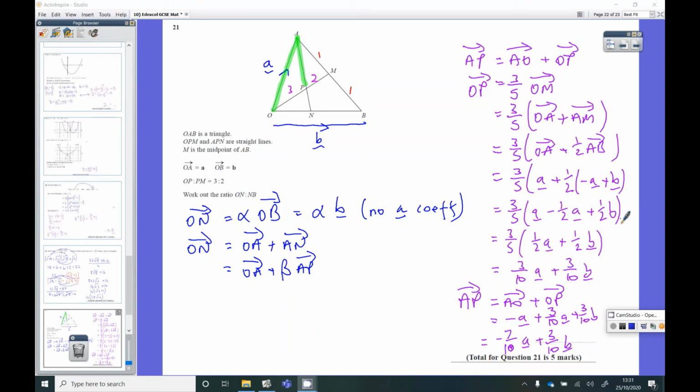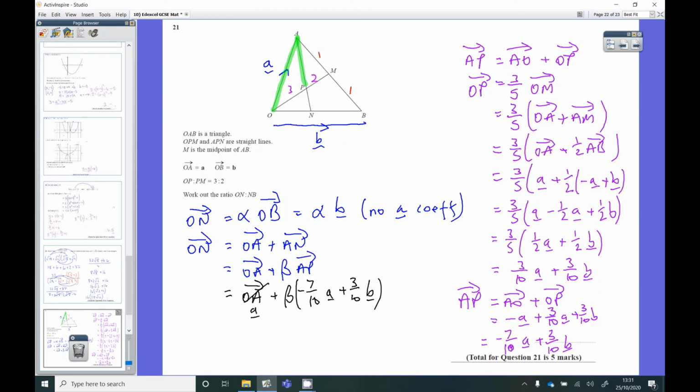So back to over here on the left, we were saying that O to N is O to A plus some unknown multiple of A to P, and I've just worked out that A to P is this bit over here on the right in purple. So going back over here, we're saying it's O to A plus some unknown multiple of minus 7/10 A plus 3/10 B. Right, and then obviously O to A is A.